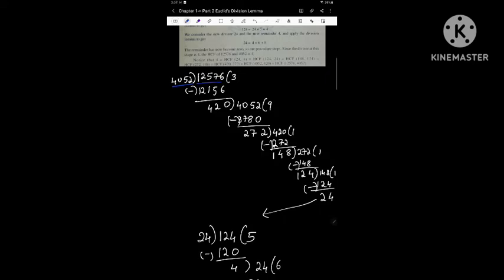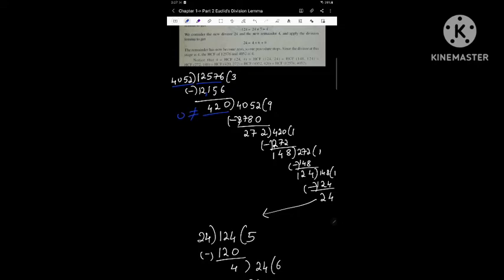So 4052 3s are 12156. So when we solve this, we get 420. And then when we continue, we know that the remainder is not equal to 0. So we again continue this process.